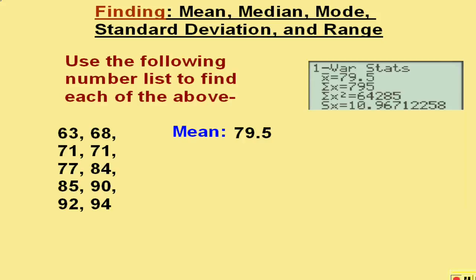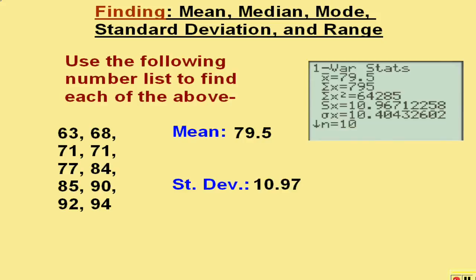Sx stands for standard deviation, and the next one is the population deviation. Some books use a standard, some books use population. We will use the standard deviation, and that will be 10.97. The next value in the list is n equaling 10, and that just tells us that we have entered 10 numbers. It's a good way to check to see if we've entered all of the numbers.